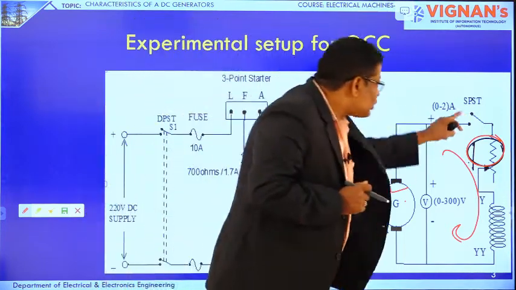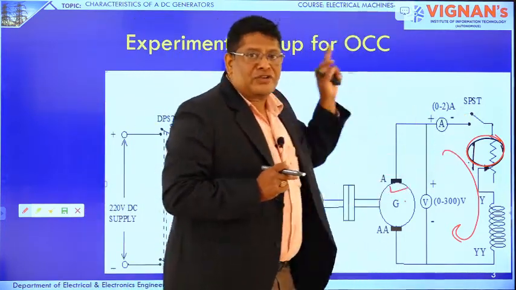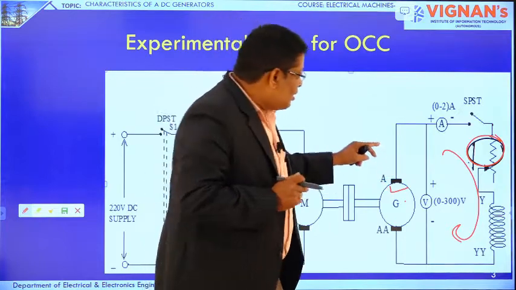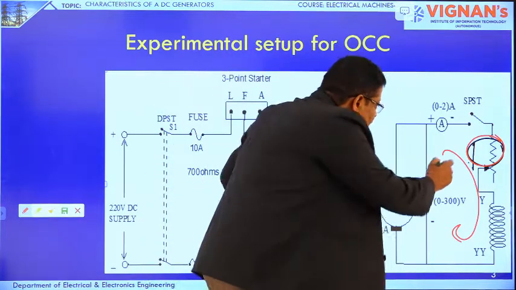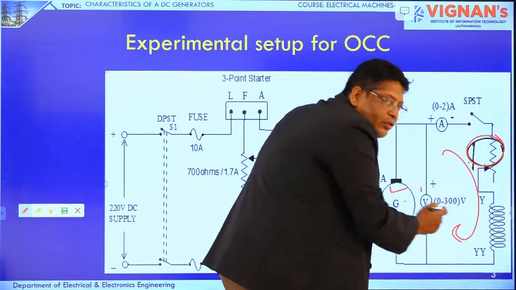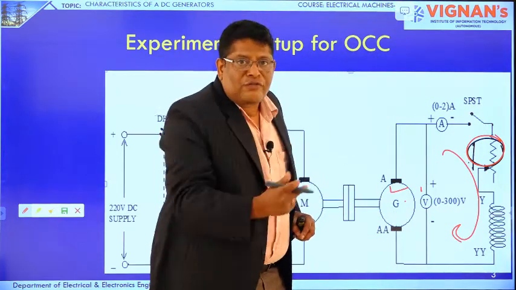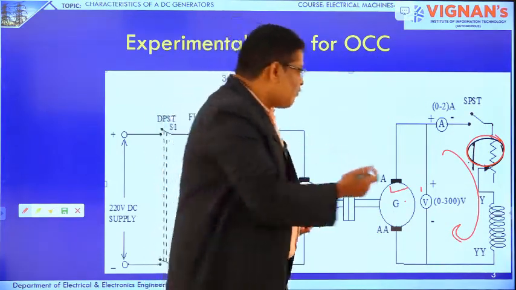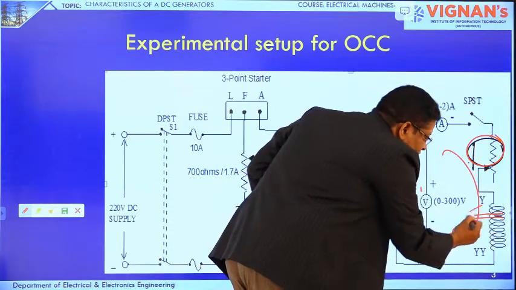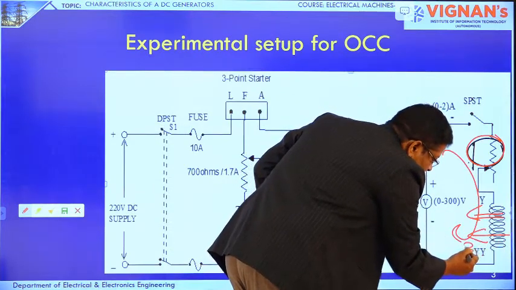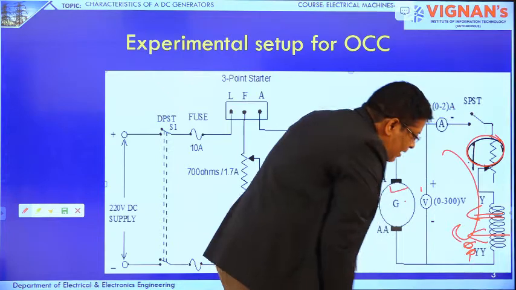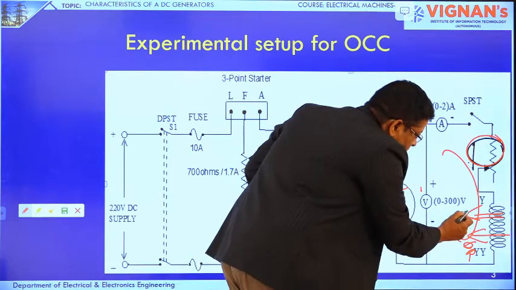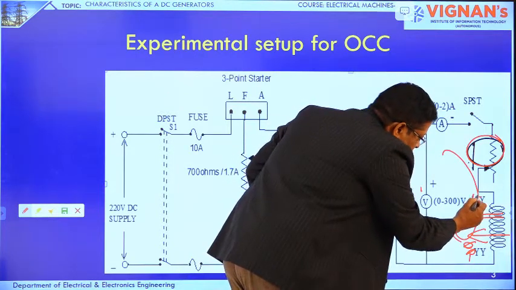After closing the switch, the residual voltage is already there. Because of the residual voltage, current flows through the field winding. Whenever current flows through the field winding, the flux created by the field winding is aided by the residual flux. This is phi r, the residual flux. This is the flux due to the current IF.